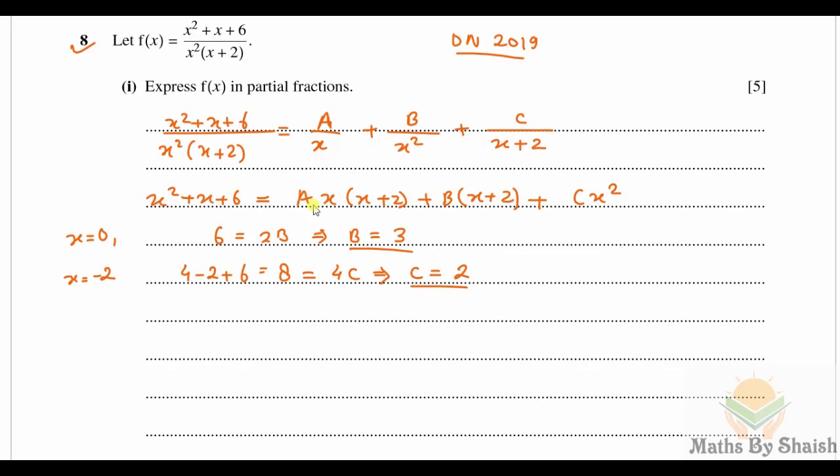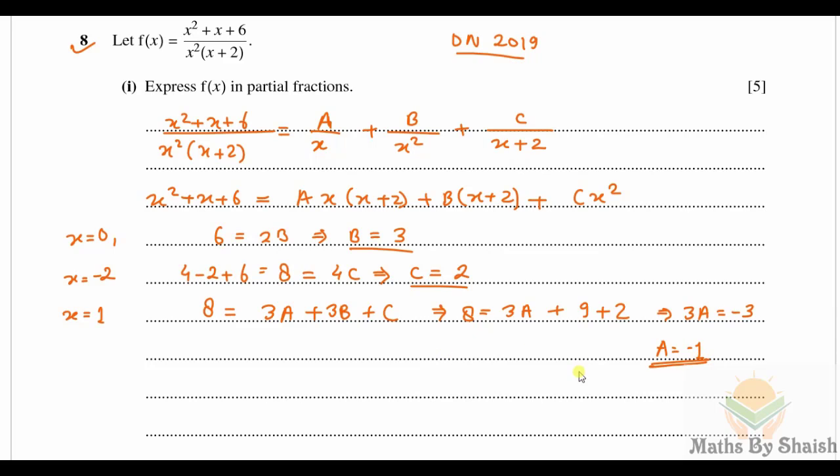Now we need to find the value of A. Since it is again true for all values, I can put any value. I'll put x equal to 1. We should always choose a value which is very easy to calculate. So 1 plus 1 plus 6 is 8, equal to A times 1 times 3, so 3A, plus B times 3, so 3B, plus C. Now we replace B and C: 8 equals 3A plus 9 plus 2. So it is 11, and moving it over, 8 minus 11 is minus 3. So 3A equals minus 3, or A equals minus 1.